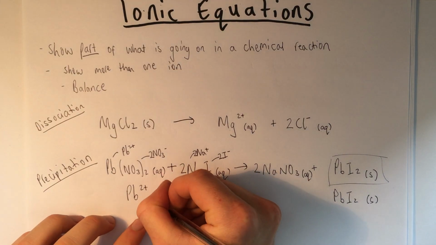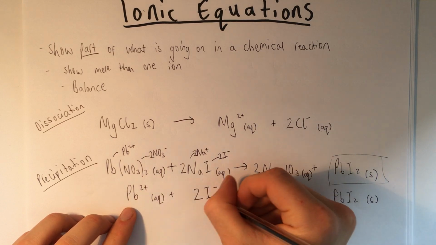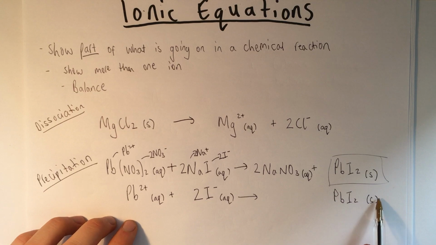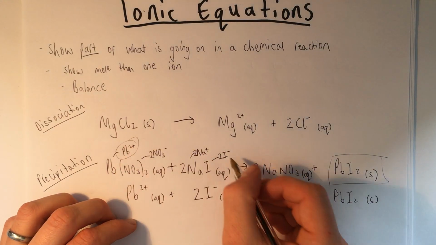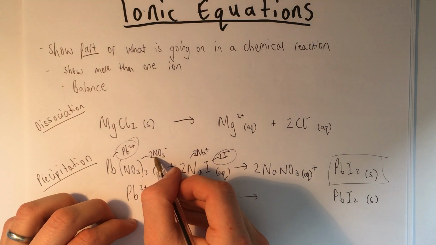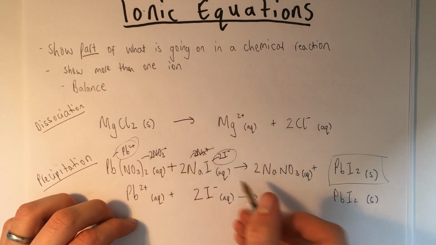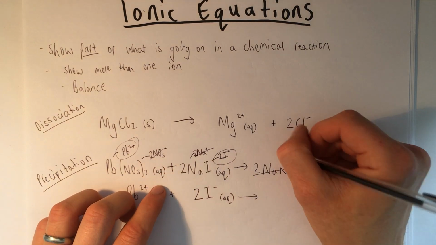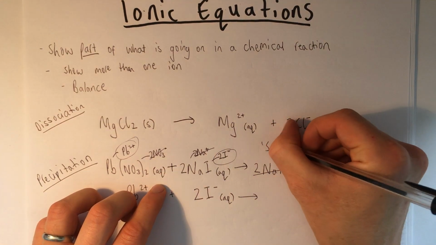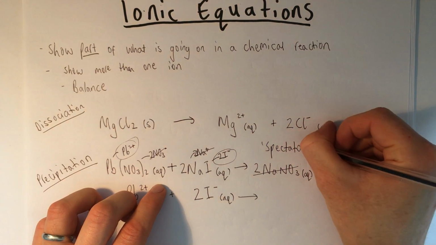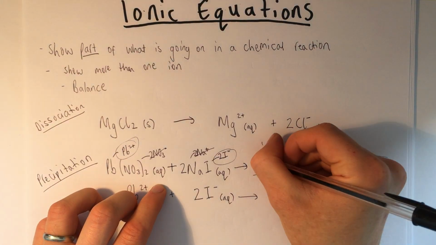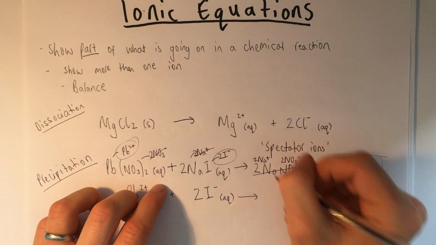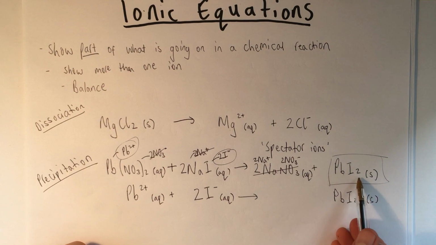If I just add the state symbols to show that at the start these ions are dissolved in the water, and at the end they make a solid. Now that is an ionic equation, and it uses just the ions we're interested in, and that means that these other ions, the nitrate and the sodium, which make the sodium nitrate, we're not interested in. And we call these spectator ions, because the sodium and the nitrate aren't involved in making the thing that we're interested in. They're not involved in making the lead iodide.